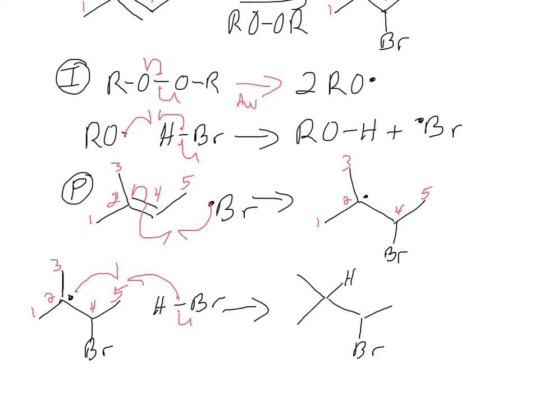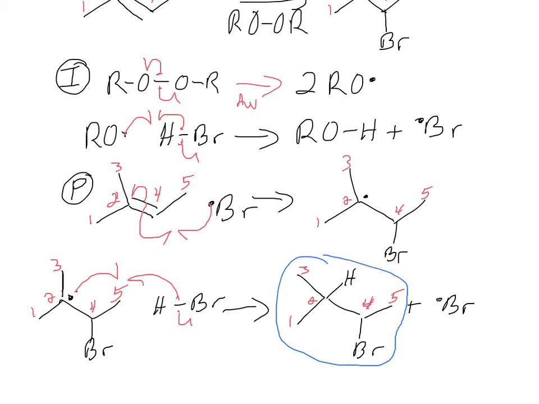New H bond there, plus Br dot. 1, 2, 3, 4, 5. So we're not done. But we are done making the thing we want, right? This is the product. This is the major product. Right? But we're not done.